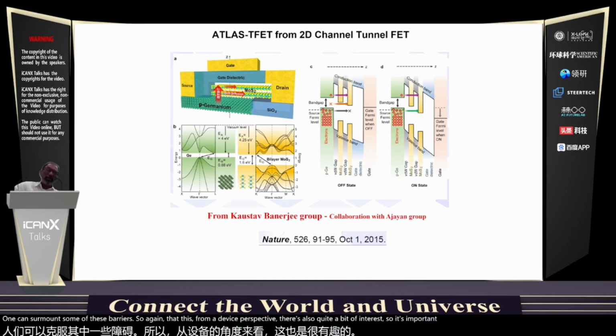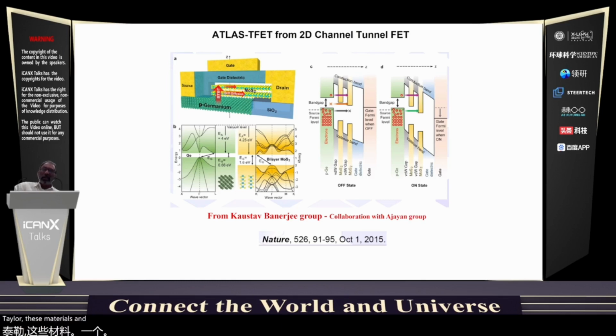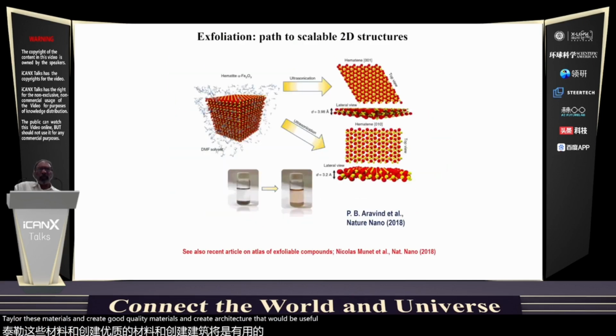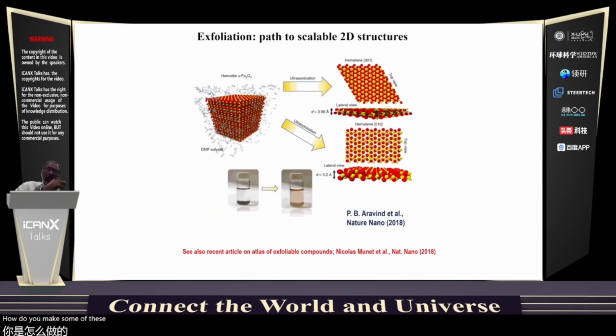So it's important for us to see how we can tailor these materials, create good quality materials, and create architecture that would be useful. How do you make some of these materials? Again, we have done a lot of work in this area. One of the ways of doing this would be simply exfoliation.